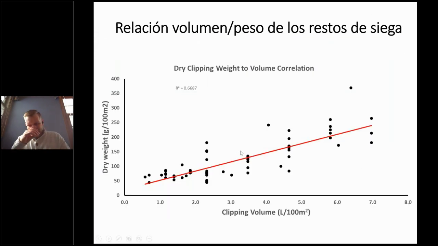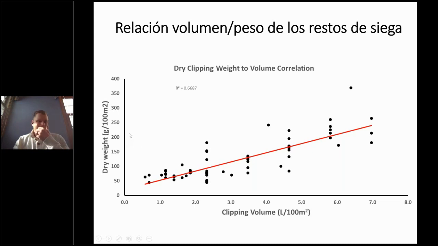Another nice thing of doing clipping volume measurements is it allows us to track what our clipping weights would be. Like I said, measuring weight is very hard. There's sand in the clippings, the moisture content in the clippings is always changing. But fortunately, the amount of volume that we get, the amount of liters that we get, can correlate really well to the weight. So for example, if we're getting 4 liters of clippings per 100 square meters, that's around 175 grams per 100 square meters.